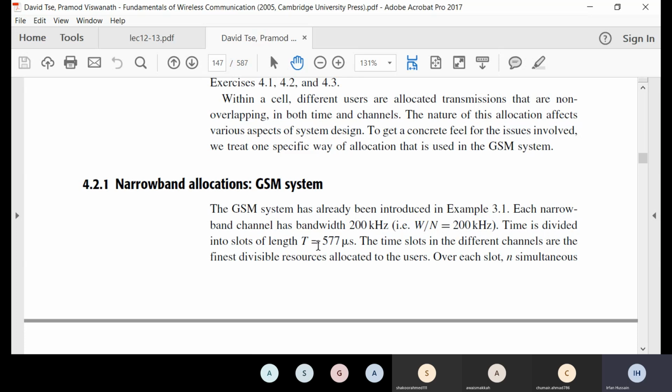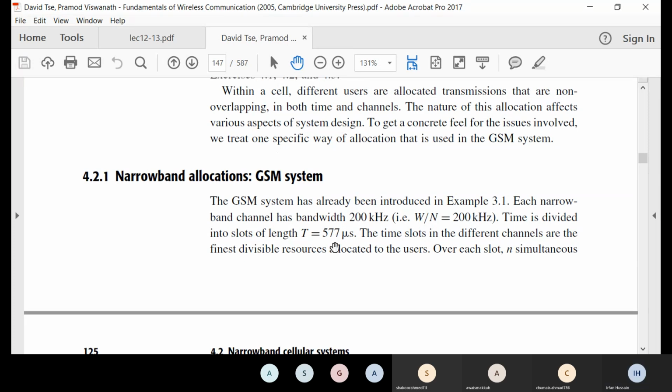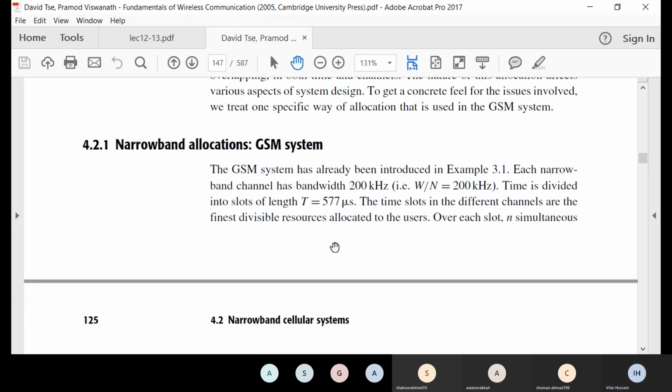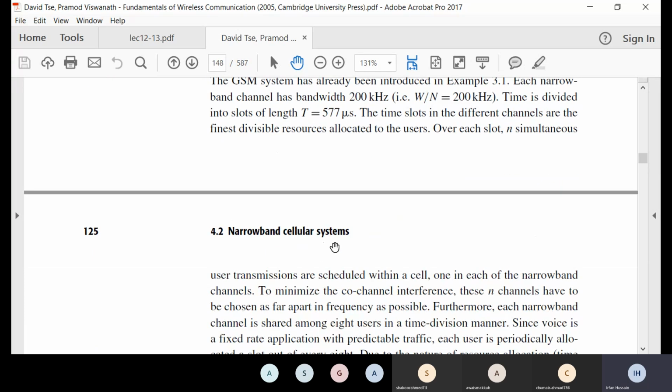If you remember, the number of slots was 8, and 577 microseconds was the time of one slot for one user. So this is the slot which will be given to one user. In 200 kilohertz, let us say there are 8 users. The first user will begin the first slot, and the second user will begin the next slot, and this way, as we studied in the example of chapter 3.